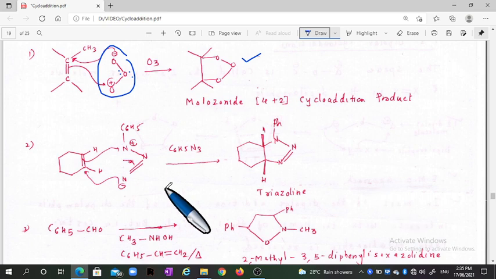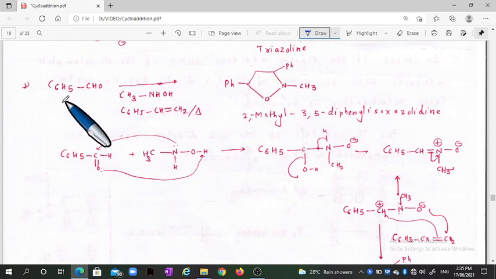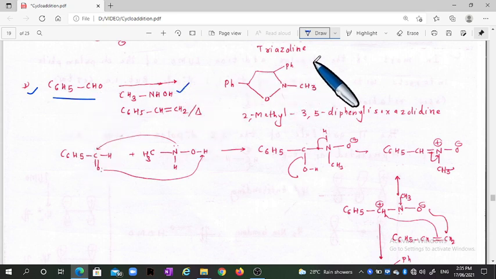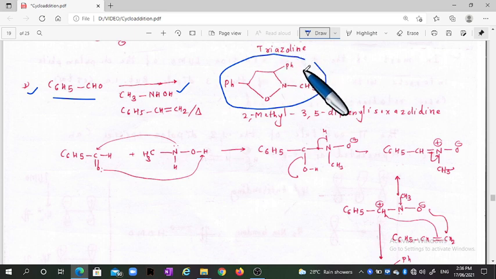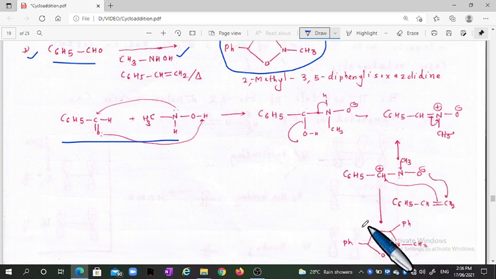Second example, we have a nitrogen compound here, and the same mechanism we have followed here, and therefore we obtain such type of compound, that is a triazoline. Another example is we have the aldehyde and the reagent we have given and obtain such type of product. By such mechanism we will obtain the last product. This is all about the 1,3 dipolar cycloaddition reaction. Thank you very much.